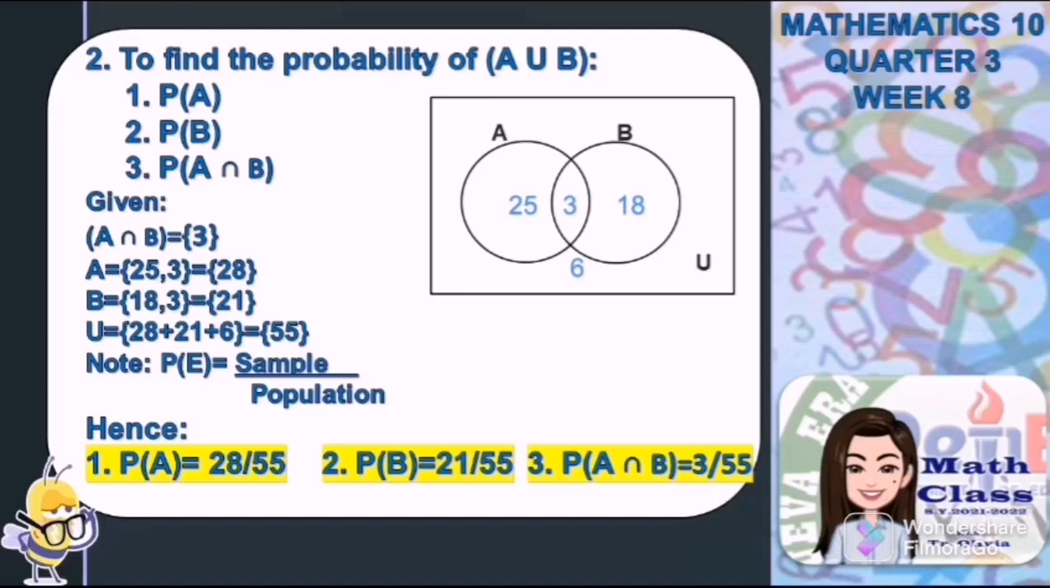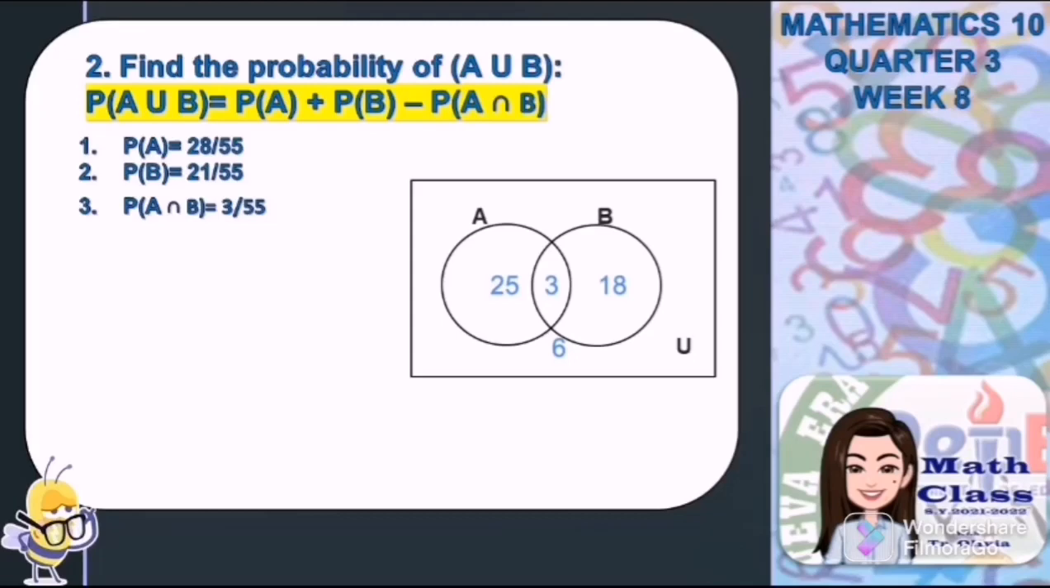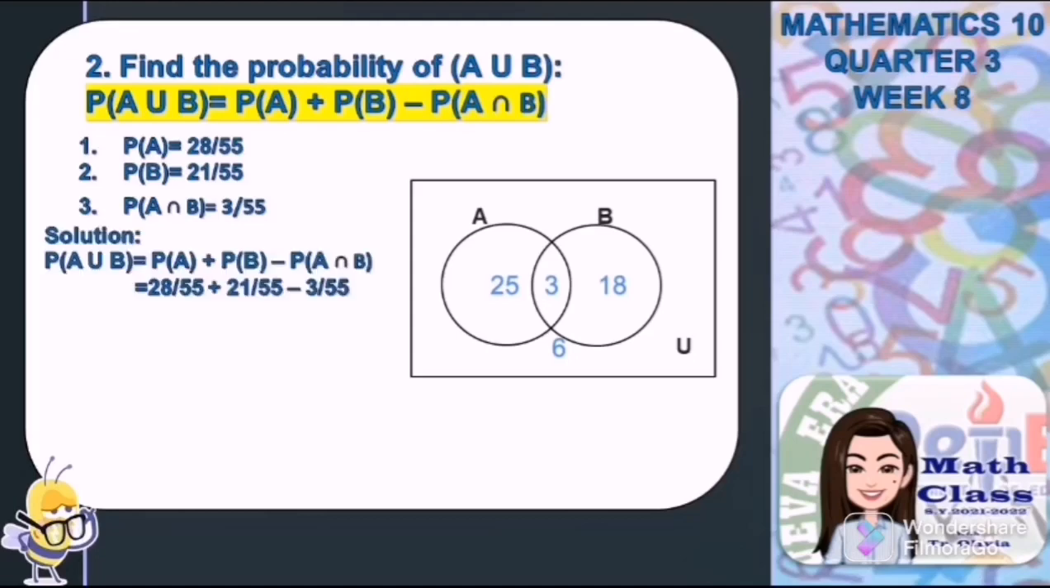And of course, for the intersection of A and B, if we're going to get the probability, this will be equal to 3 over 55. So 3 here is the common element over the population, which is 55. Now, since we are ready, we're going to substitute in the given formula. So instead of writing probability of A, we're going to write 28 over 55. Instead of writing probability of B, we're going to write 21 over 55. And of course, instead of writing probability of A intersection B, we're going to write 3 over 55.